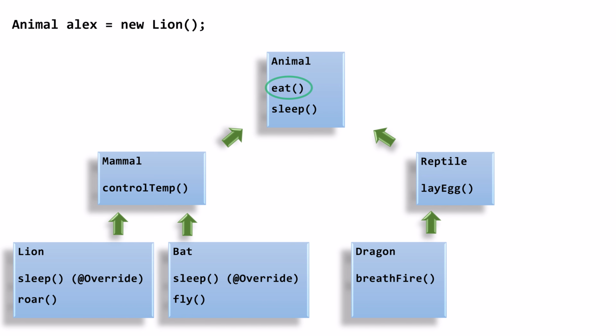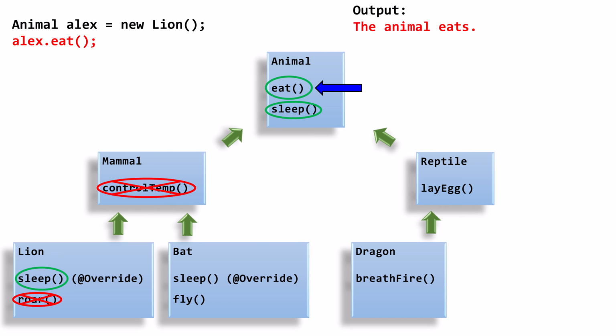Let's look at the Animal class. Animal contains the methods eat and sleep, so both methods will be accessible from the Alex variable. Next, let's look at Mammal. Mammal adds the control temp method, which will be inherited by Lion. However, since there is no control temp method in the Animal class, it will not be accessible through the Alex variable. In the Lion class, we override the sleep method. Since there is a sleep method in the Animal class, we can access the overridden method from the Alex variable. The roar method is unique to the Lion class. Since there is no roar in the Animal class, we can't access it from the Alex variable because Alex is an animal type variable. Let's write some more code. We call the eat method from the Alex variable.